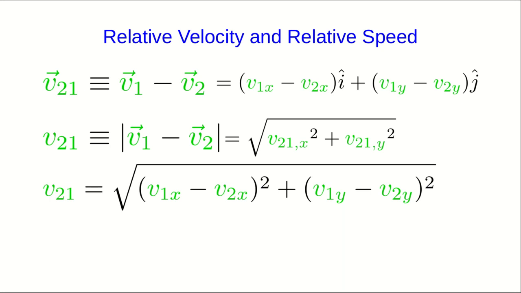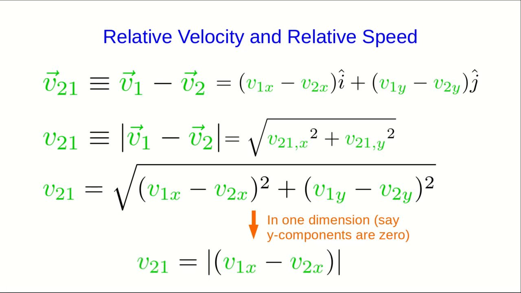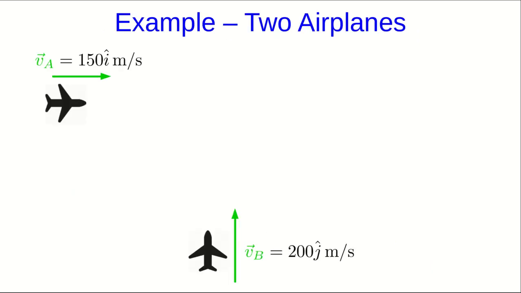What I want to show you, though, is that there's a useful special case in one dimension. So suppose the y components are all 0, then that reduces to this, where all that's happened is that the y components have disappeared, and a square root of a square just means you're dropping any negative sign, and so it's an absolute value. And I want to stress that this is only true in one dimension. Let me just show you a quick example of this.